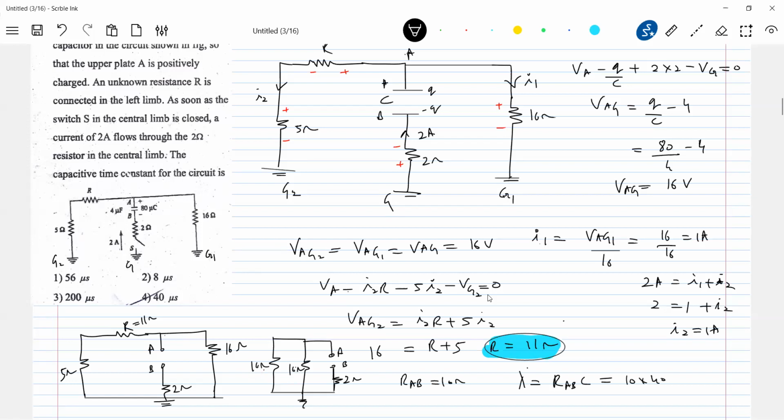10 into 40 micro. Four, no, it is. So 40 microseconds. So this will be our answer. Sometimes SL will not be there. Don't get confused. You should not get confused here. So same, the series parallel and the KVL.